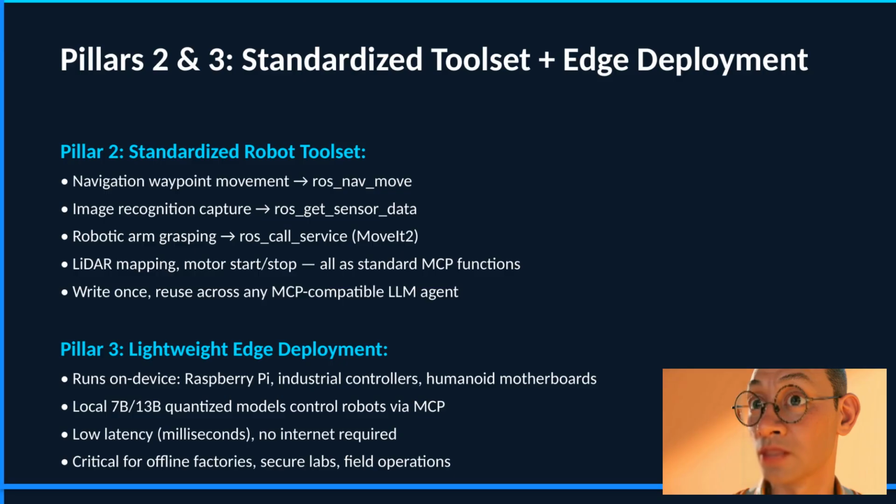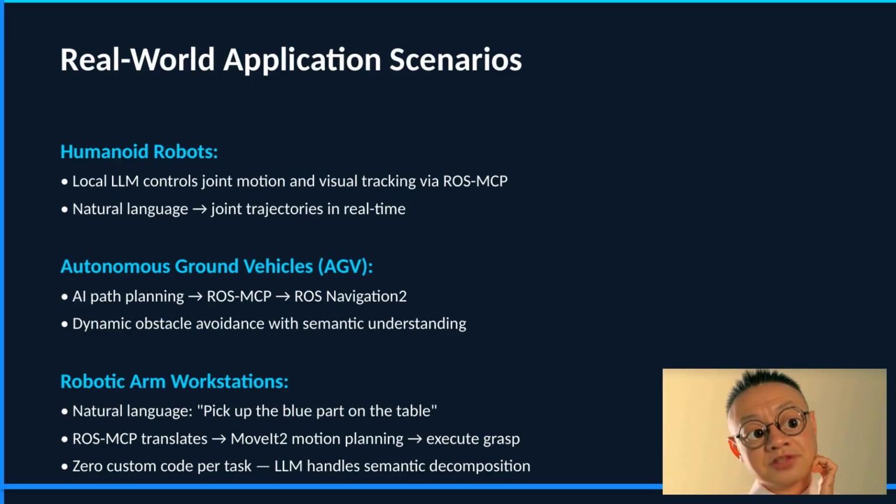Pillars 2 and 3: standardized robot toolset, making every ROS function an AI-callable tool, and lightweight edge deployment, running on device with 7B models for millisecond latency. Real-world applications include humanoid robots, autonomous ground vehicles, and robotic arm workstations, all controlled through natural language via ROS MCP.